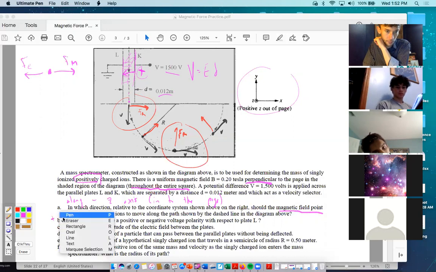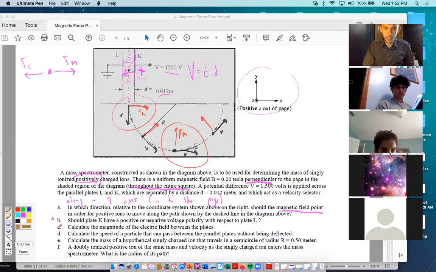So we've done A, we've done B, we've done C. Question D, calculate the speed of the particle that can pass between the plates without being deflected. Anyone know what I'm going to do to solve question D? Again, I'm looking right here. I want the thing to travel in a straight line. So what has to be true for that? The forces have to be equal. The forces have to agree with each other, don't they? So this is very similar to a problem that we've already seen in the last practice.